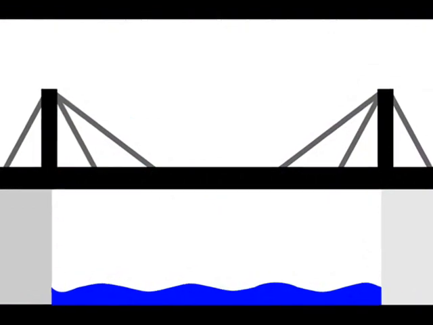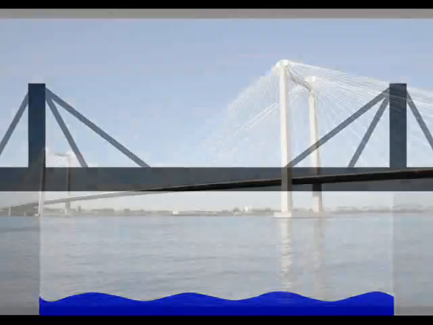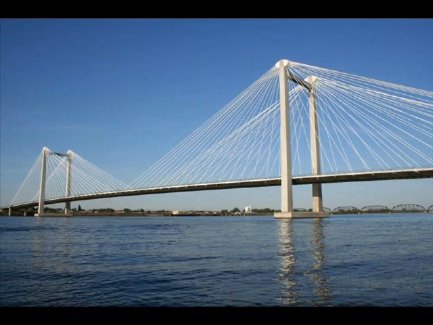Cable-stayed bridges, like suspension bridges, are held up by cables. However, in cable-stayed bridges, less cable is required and the towers holding the cables are proportionally higher.